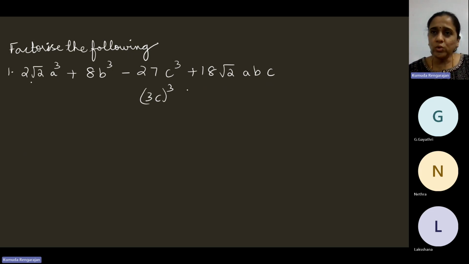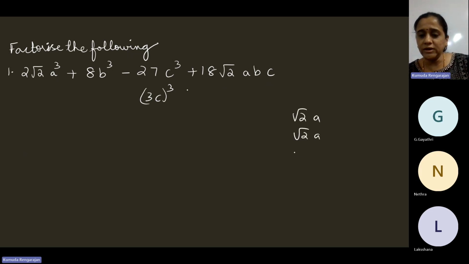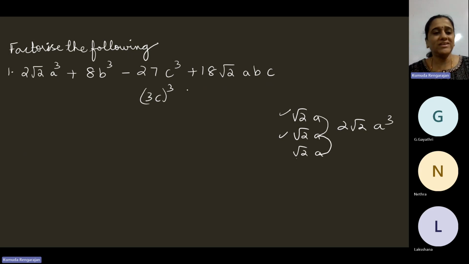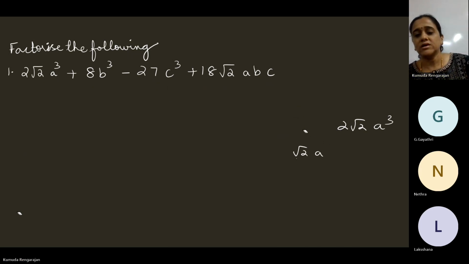And root 2a into root 2a into root 2a. What is root 2 into root 2? 2. 2 into root 2, 2 root 2, and a into a squared is a cubed. So we see that all these three terms are perfect cubes. The given expression has 4 terms, of which 3 terms are perfect cubes.